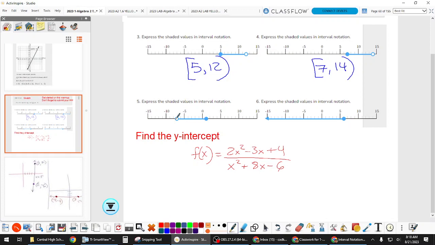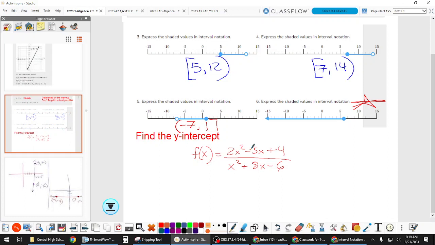Okay, next one: parentheses, negative 7, and it goes up to 1 with the bracket. And really, this is the one that I wanted you to make sure you get correct because it's the one that students mess up more of the time. Where does this one start? Where does it start? The final interval, where does it start?